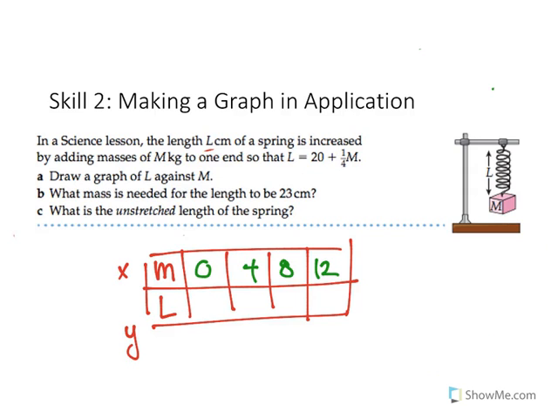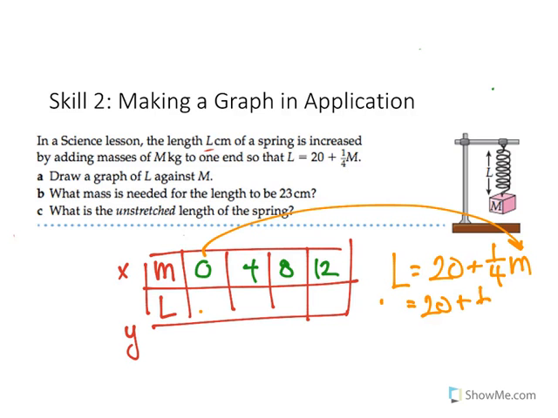Okay, so here we go. If my equation is this, then I'm going to go ahead and substitute the values of m into this expression to get my answers for L. So 20 plus 1/4 times 0, well, that's going to give me 20 because anything times 0 is just plain 0. Then I'll do it again. 20 plus 1/4 times 4. Well, 4 divided by 4 is 1 plus 20 is 21.